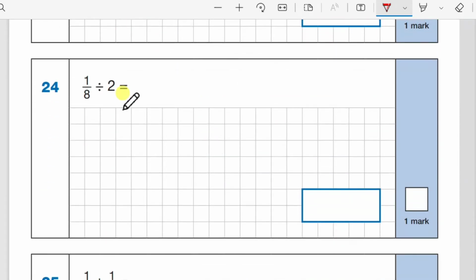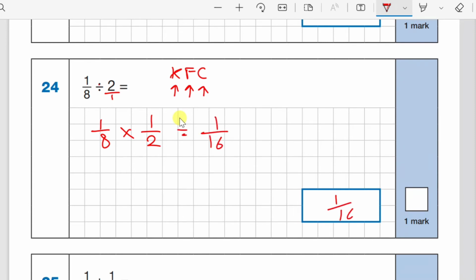So next one's 24. We got 1/8 divided by 2. When you divide by something else, we use something called the KFC method, yeah? Which is keep the first fraction, flip the second, and change the sign. So let's try it out. This 2 we have to write as a whole number firstly, 2 over 1, because it's easier. And when you divide, you just change that to a times and you flip the second fraction. So we're going to have 1 over 8 times, and instead of 2 over 1, it becomes 1 over 2. And this is so easy now. When you multiply, you just multiply across. So 1 times 1 is 1. 8 times 2 is 16. So 1 over 16. Cool.